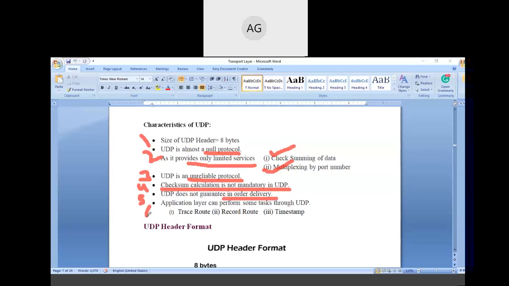The sixth characteristic is that the application layer can perform some tasks through UDP. These are some of the tasks which can be performed from the application layer: first is the trace route, the next is the record route, and the third is the timestamp. These are not in your syllabus, but for information, you need to just remember that the application layer also performs some tasks through UDP.